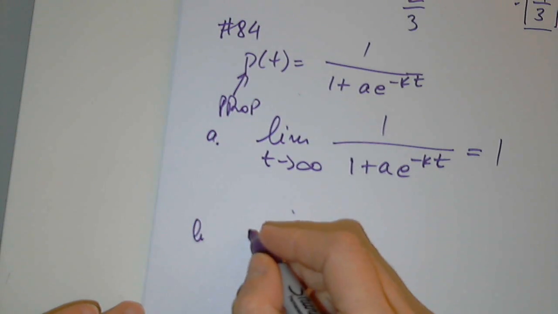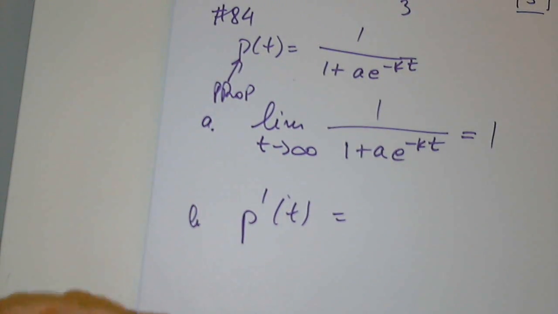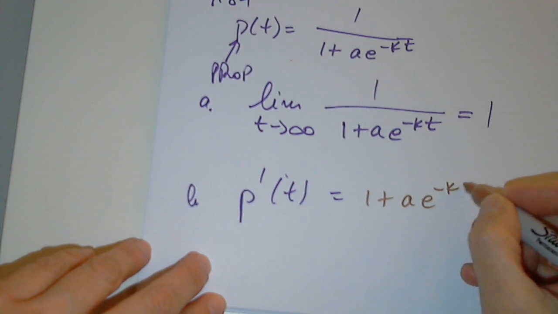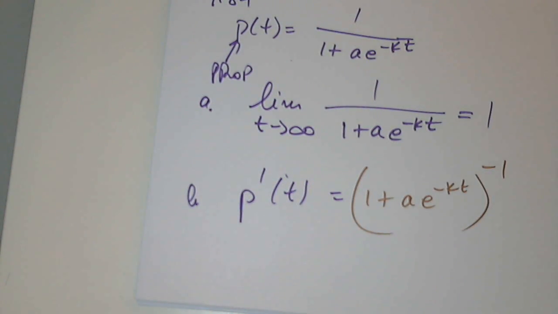Part B. We are asked to find P prime of t. It makes sense, right? Good. So now let's see how we find P prime of t. And no, I'm not going to use the quotient rule, even if you force me to. Only because the numerator is a constant. Otherwise, I would have had no choice, maybe. I don't know. But I would have probably considered the quotient rule. But since the numerator is just a constant, I don't care for it, right? It comes in front. It doesn't mean anything.